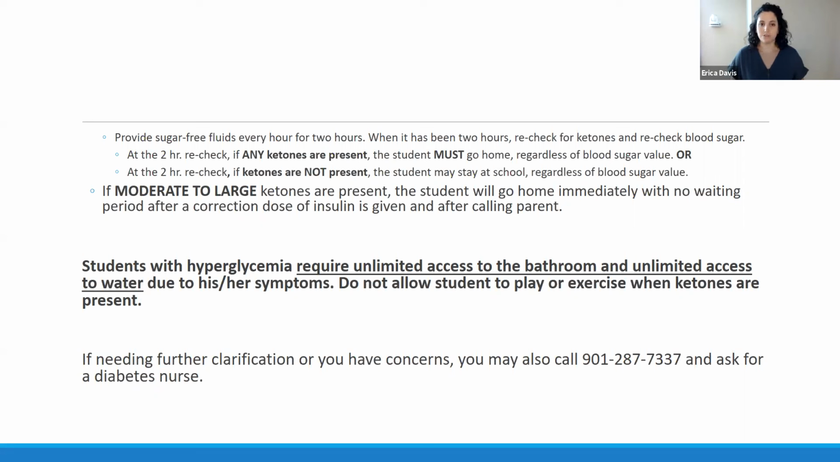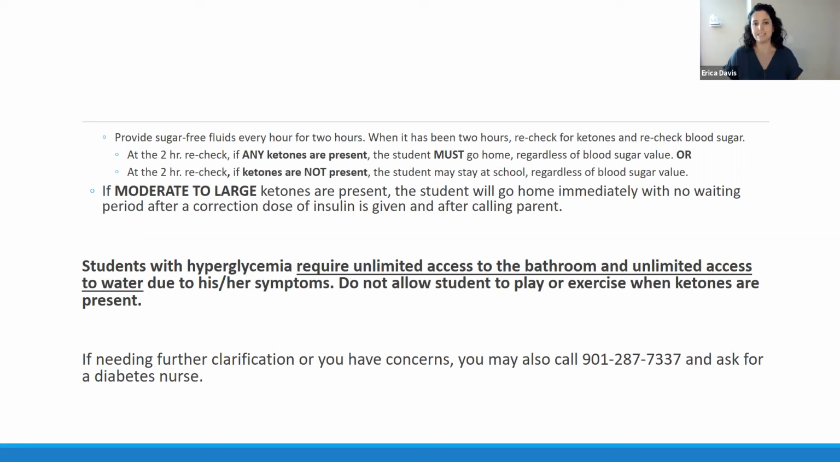An important thing to remember with high blood sugar in students is they're going to need to go to the bathroom a lot, and they're going to need lots of water or sugar-free fluid. So we want to allow them to go to the bathroom and get unlimited access to water. Anytime a student has ketones, we're not going to allow them to play or exercise. And Julia is going to talk more about that in the physical activity section, why that's important.